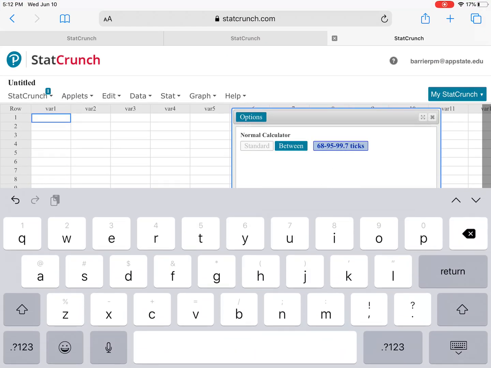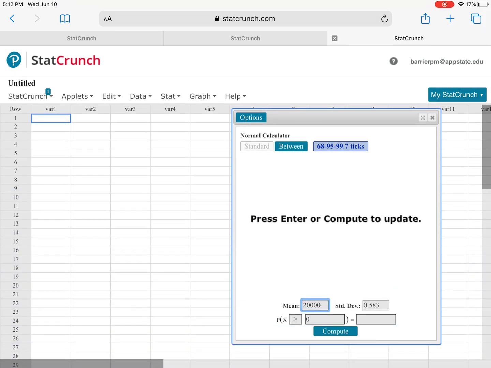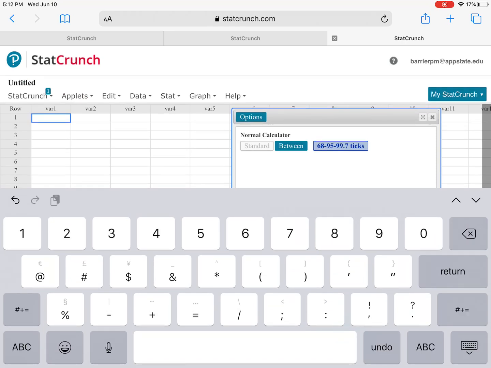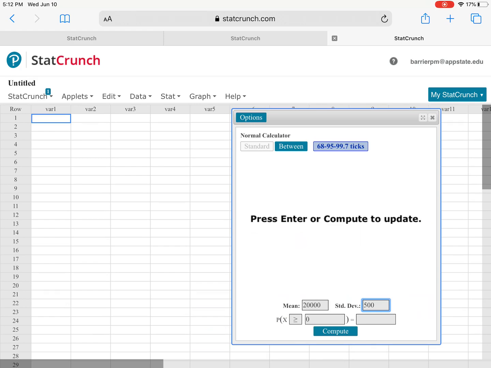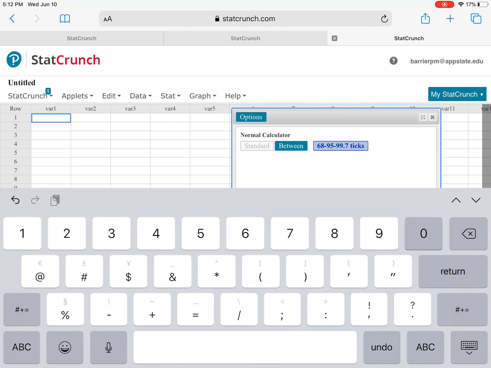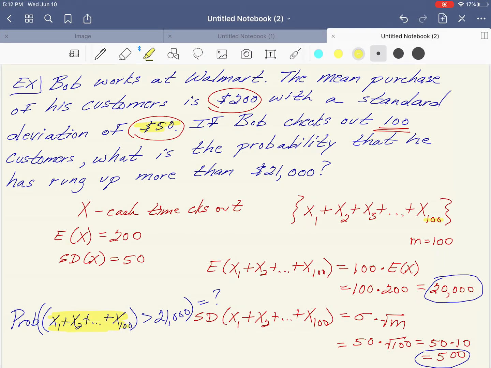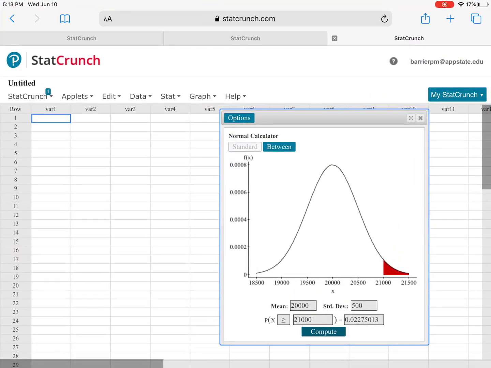Let's go back to StatCrunch then. The mean we said was 20,000. Let's see if I put that in right. Okay. And we said that the standard deviation was 500. Let's check that. Okay. And we're looking for greater than 21,000. I see 0.0228.